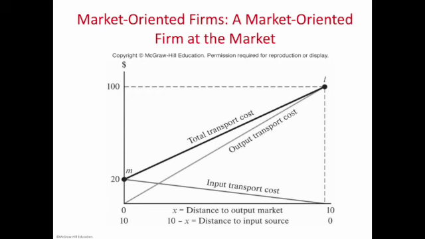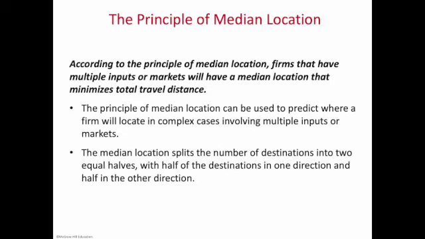The principle of median location. According to the principle of median location, firms that have multiple inputs or markets will have a median location that minimizes total travel distance. The principle of median location can be used to predict where a firm will locate in complex cases involving multiple inputs or markets. The median location splits the number of destinations into two equal halves, with half of the destinations in one direction and half in the other direction.